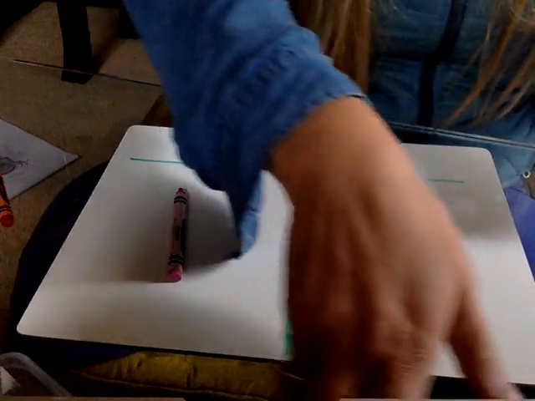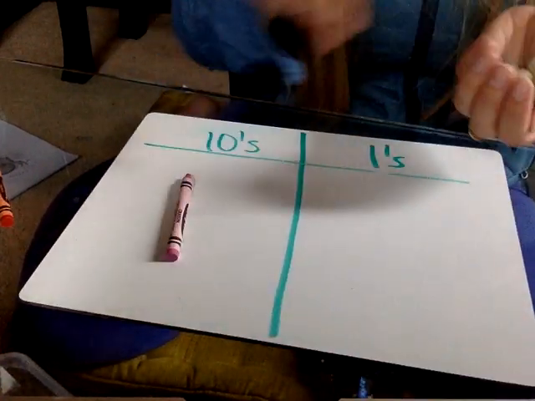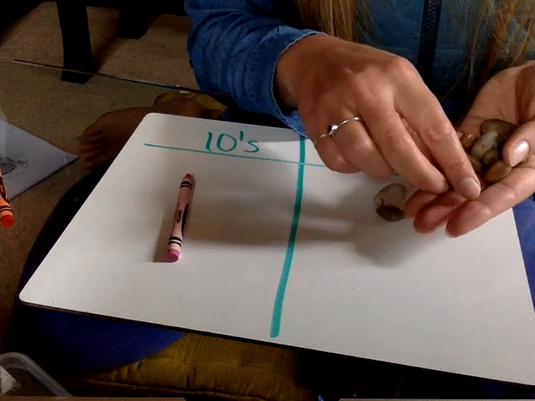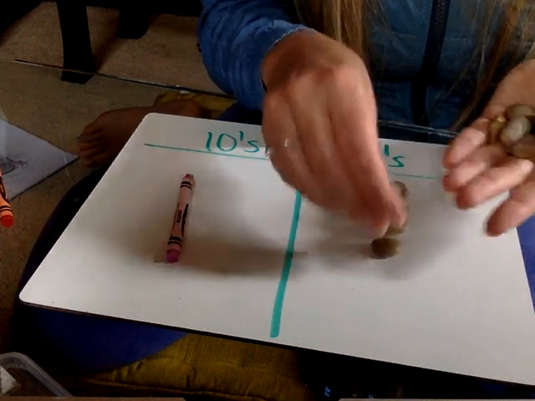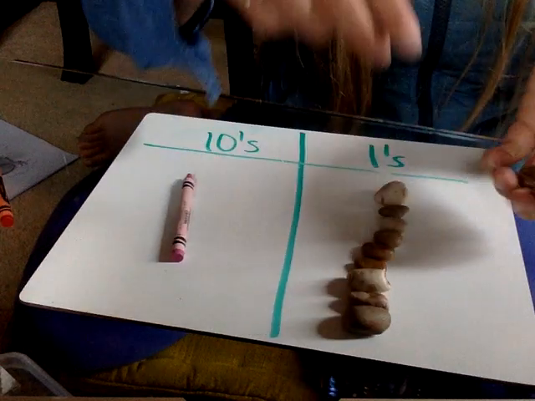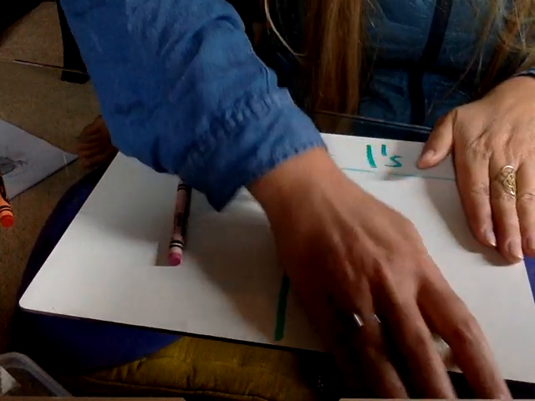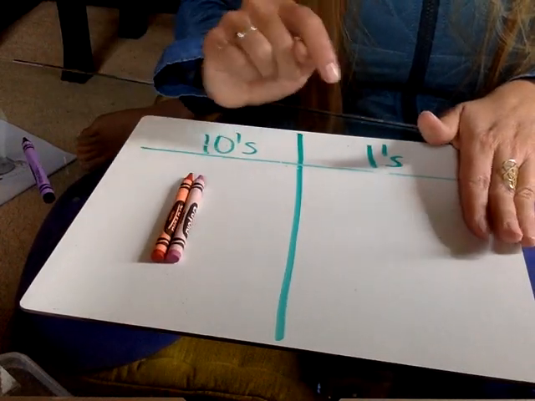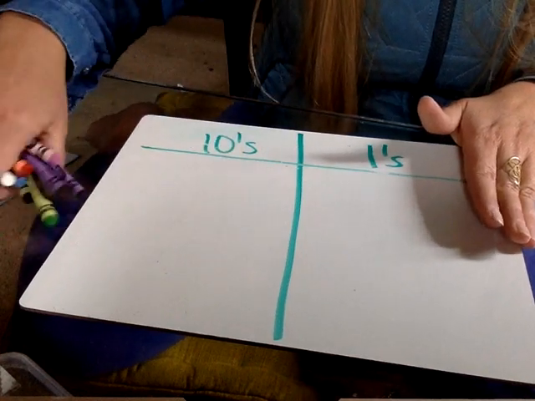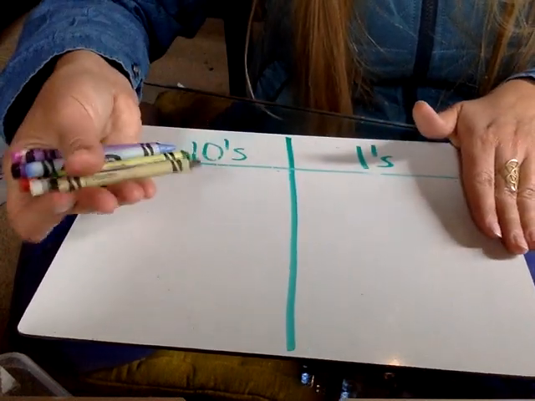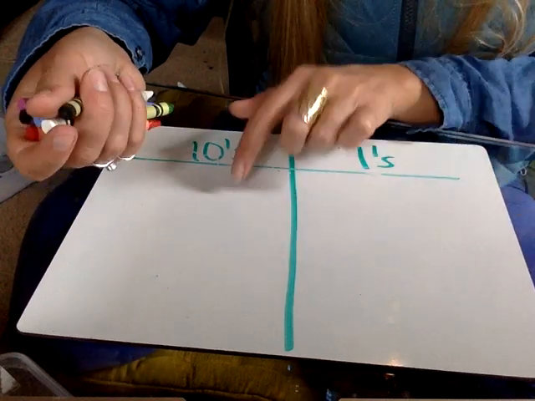Okay. So, and then I can keep building and trade in my ones for another 10, right? So here we go. 1, 2, 3, 4, 5, 6, 7, 8, 9, 10. I can trade these in, whoop, for another 10. Now I have 10, 20. Okay, do you see how that works? I just want you to know that 10 ones is the same thing as 1 ten. 10 ones is the same thing as 1 ten. Okay.